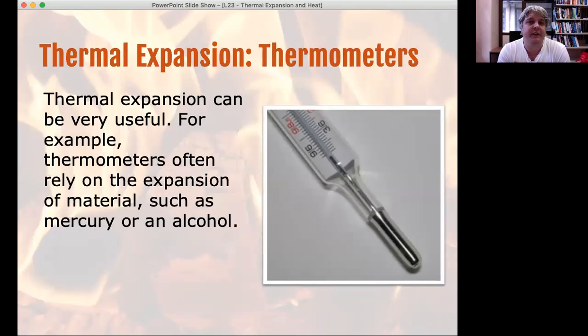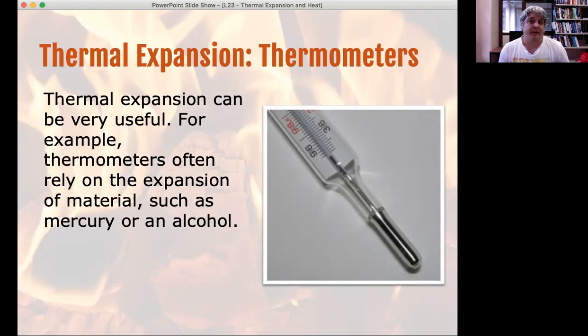Here we go, thermal expansion. Thermal expansion can be useful. It's useful in things like thermometers. We rely on thermometers expanding with a strict, repeatable amount every time they are heated up by a certain temperature change. So with thermometers, they have liquid mercury or liquid alcohol inside the thermometer. When it's silver, it's mercury. When it's red, it's a liquid alcohol.